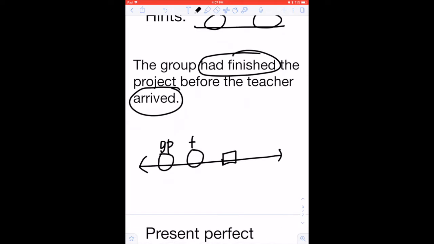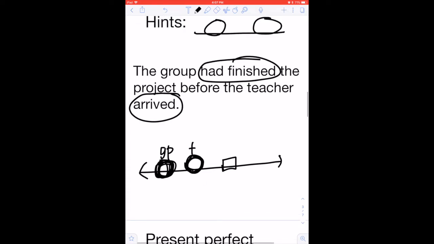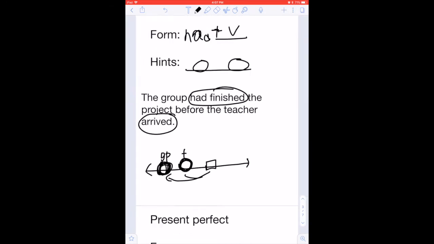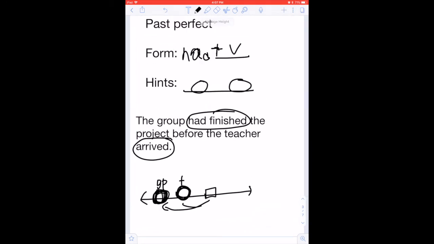So in this setting, you're saying right now, and you're saying the group had finished, and then the teacher arrived. So when you want to say the group project, you just use past perfect, to indicate that the group project was finished before the teacher arrived. So that is how you indicate past perfect tenses.